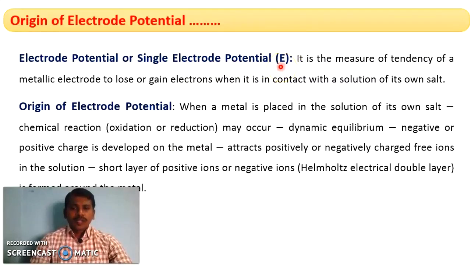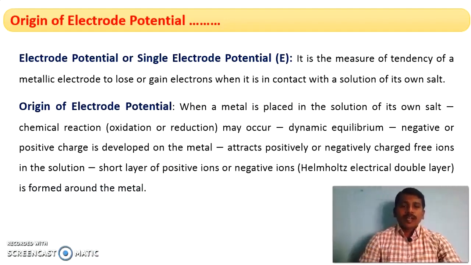It is a measure of the tendency of the metallic electrode to lose or gain electrons when it is in contact with a solution of its own salt. So, when we dip a metallic electrode into its own salt solution, it may lose electrons or it may gain electrons. The measure of that tendency is called electrode potential or single electrode potential. And now we will discuss how the electrode potential originates.